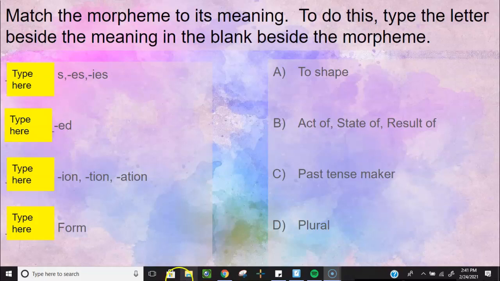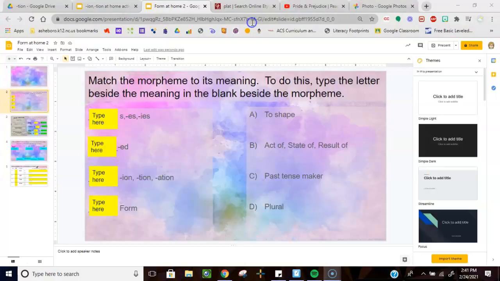Okay, now when you look at this, I have all the morphemes that we learned here on the left-hand side with this yellow box that says type here. On the right-hand side, I have A, to shape; B, active, state of, result of; C, past tense maker; or D, plural. These are the definitions for the morphemes that we have learned so far. What you're going to do is take one of these letters and put it over here in the yellow box.